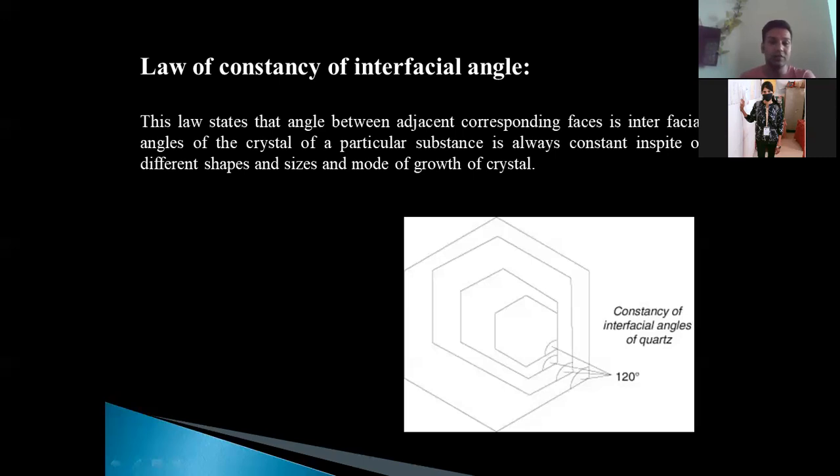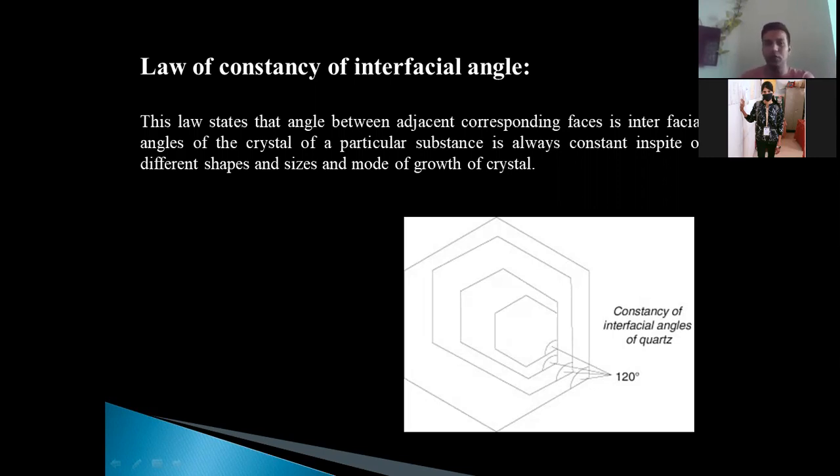irrespective of the size of the crystal. You can see that the size of the crystal is increasing or growing, but still the interfacial angle is 120 degrees. So this itself explains the law of consistency of interfacial angle, that the interfacial angle remains constant and does not change with variations in size, shapes, or the mode of growth of the crystal.